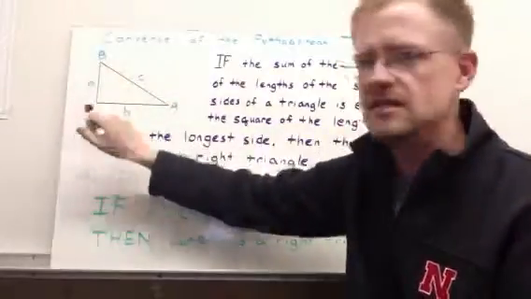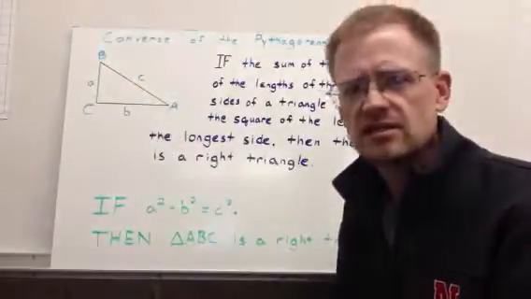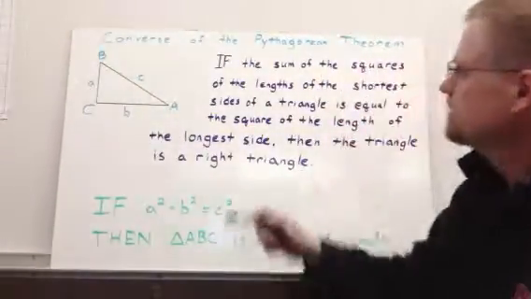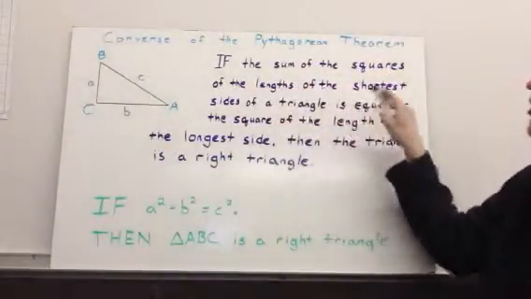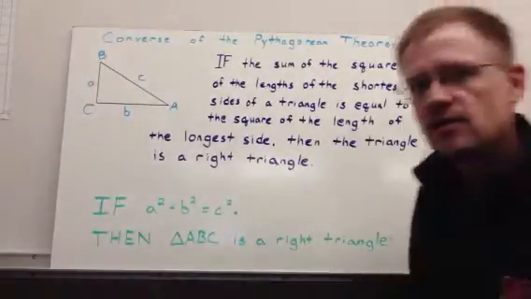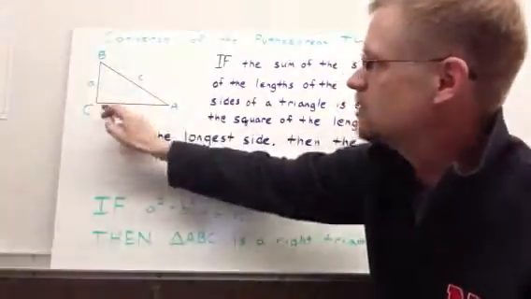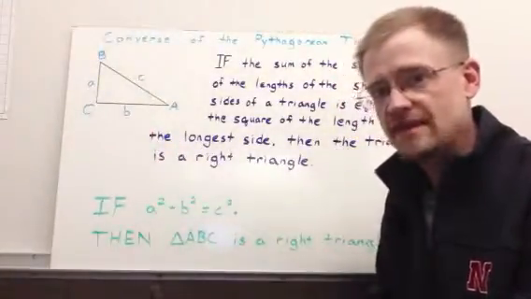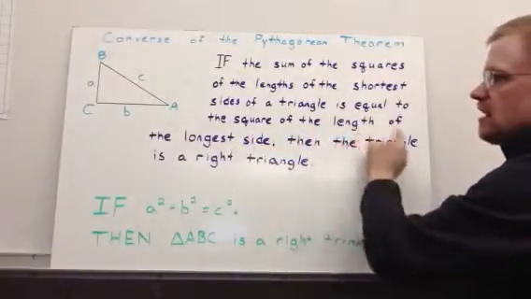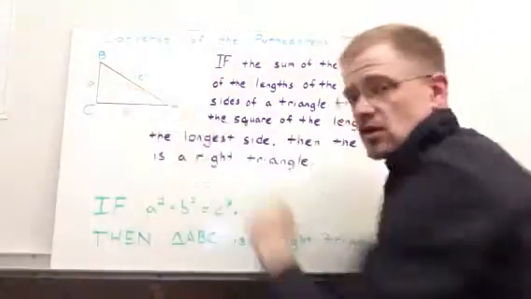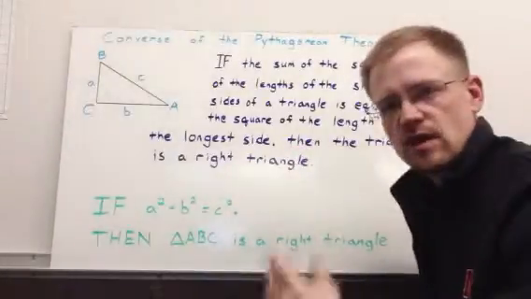This is triangle ABC, the capital letters being how we name the triangle, and some smaller lowercase letters that are our side lengths. So if the sum of the squares of the lengths of the shortest sides of a triangle. Okay? Remember, our given here is this looks like a right triangle, but we're not sure. So the shortest side lengths are A and B. If we square each of those and add them together, if that is equal to the square of the length of the longest side, okay, in this case C is our longest side, if that is equal to the square of that, then the triangle is a right triangle.